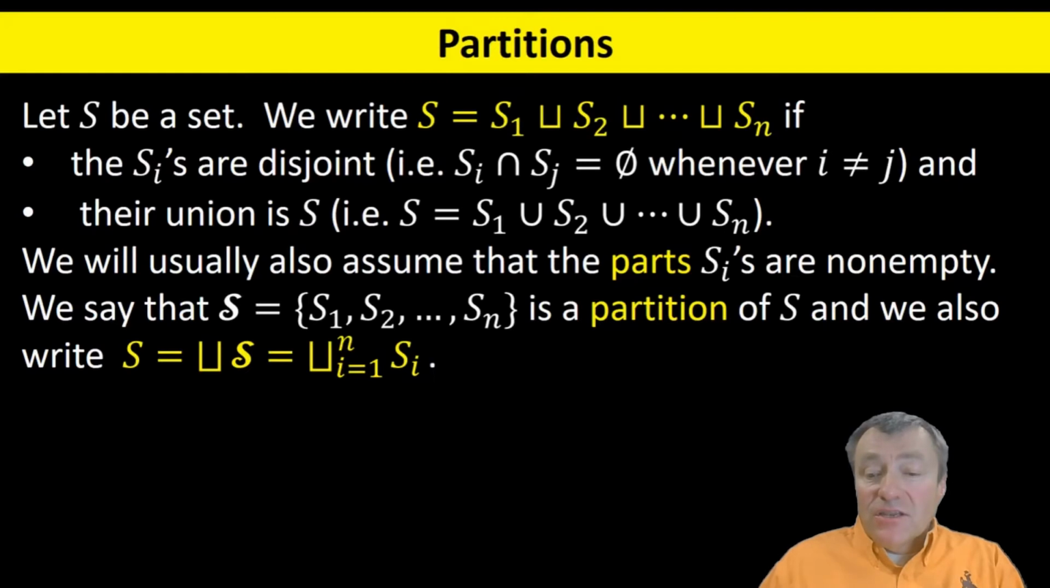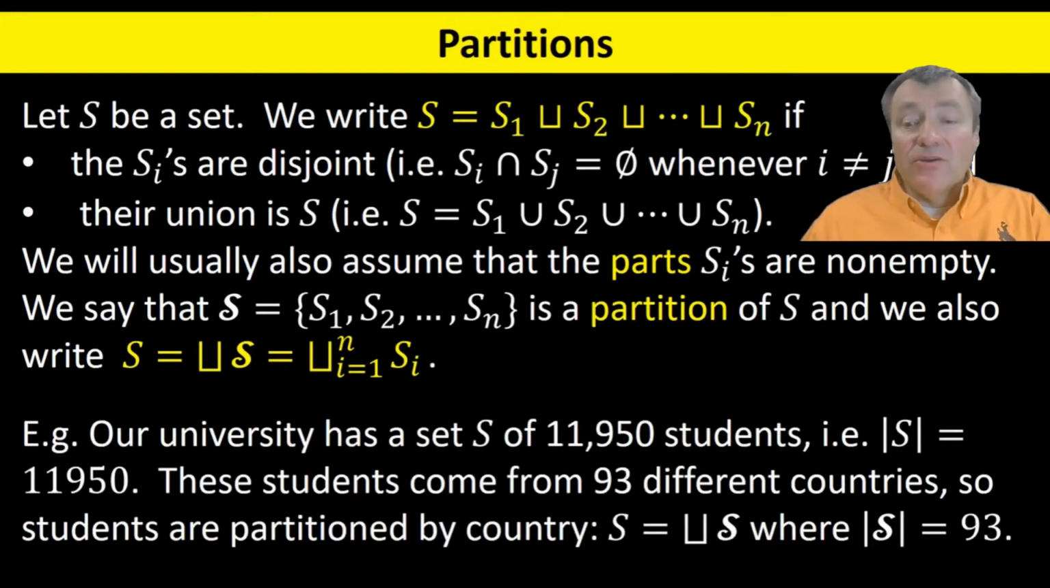The word partition, which I've used as a noun, can also be used as a verb, and we say that we have partitioned the set S into n parts, or that these n parts partition the set S. That's a verb. For example, our university has a set S of 11,950 students. These students come from 93 countries. I can partition the student body according to nationality.